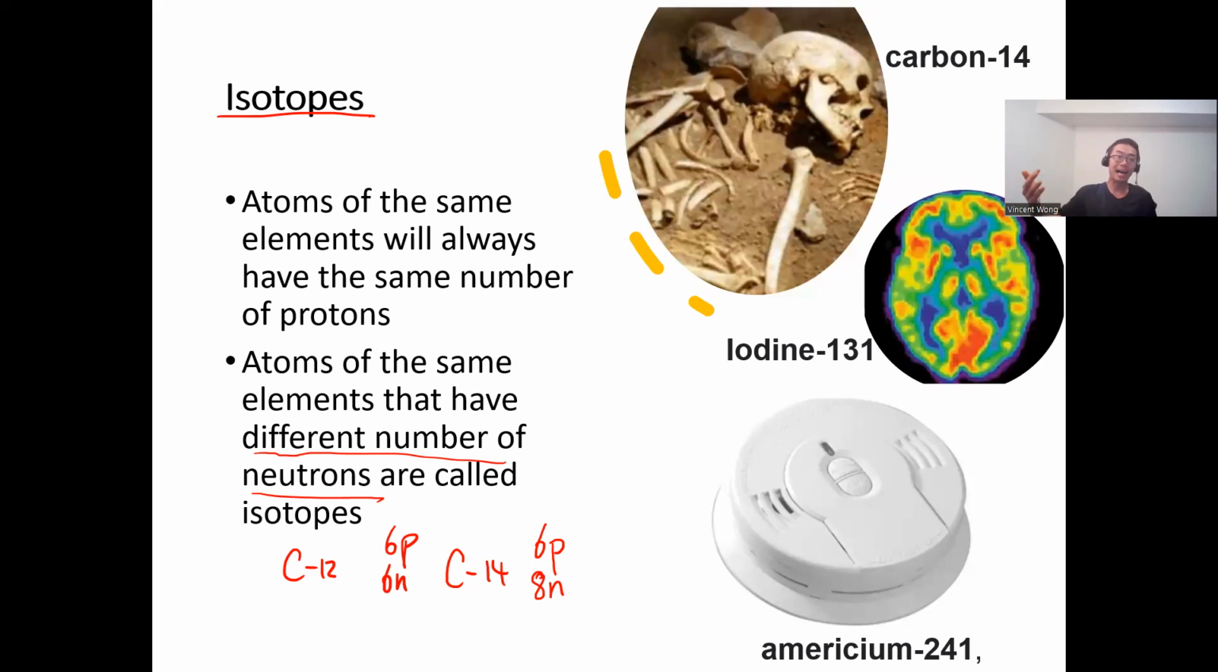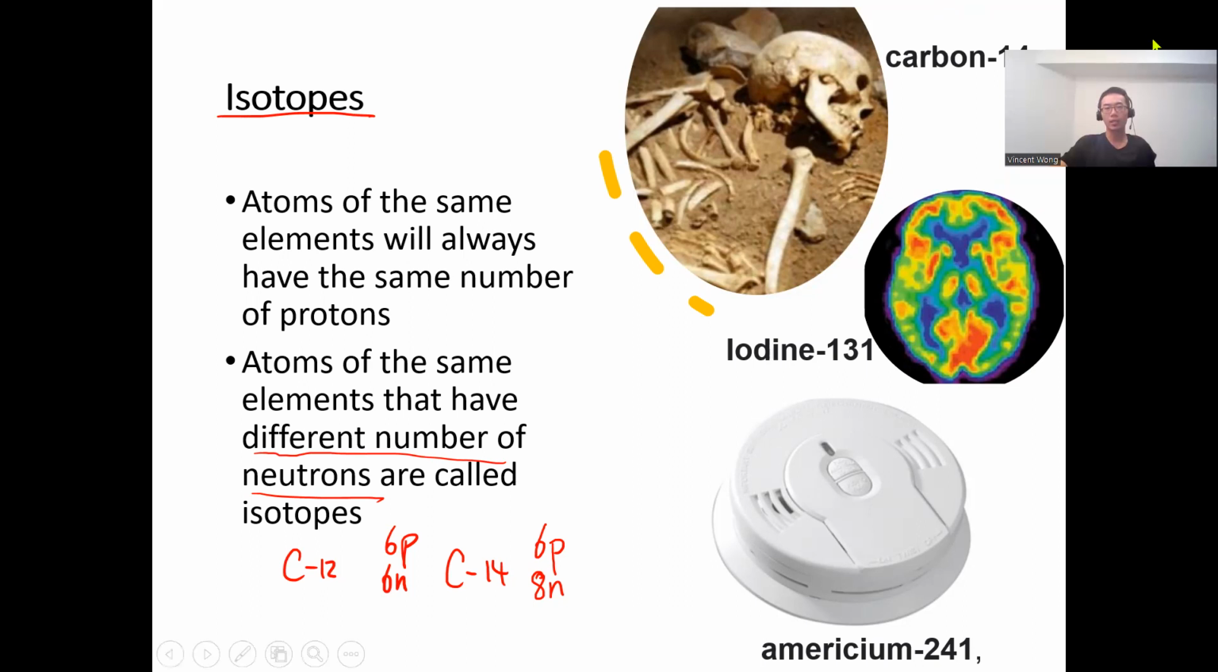But as soon as we die, we no longer exchange carbon with the environment. So whatever carbon-14 we had at the moment we die will continue to break down over years and years and years. So when you have a fossil, you see how much carbon-14 is left, you can work your way back to see when the thing died. That's basically how it works.